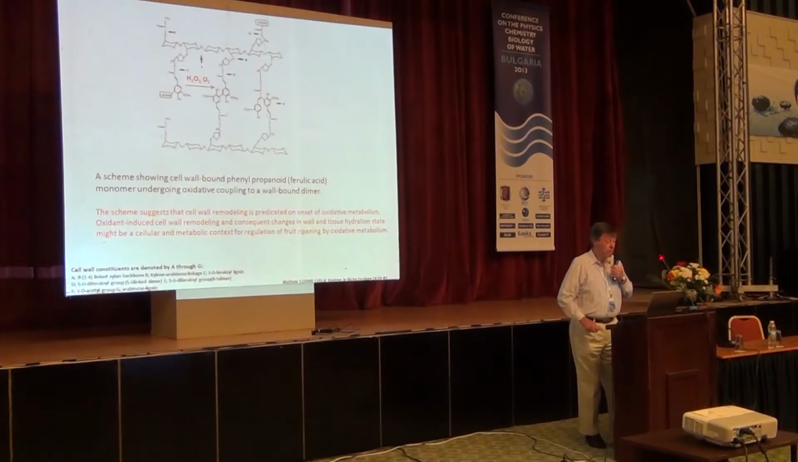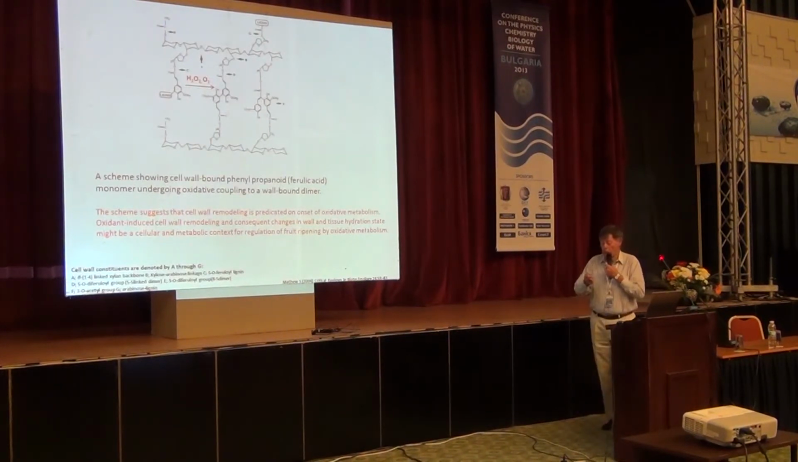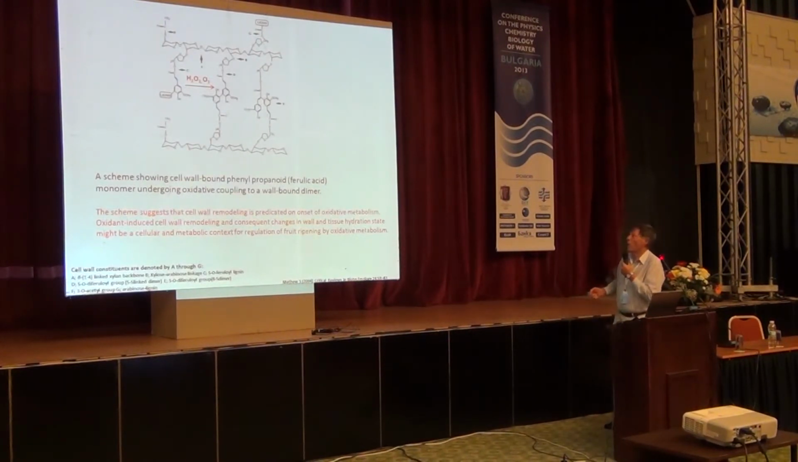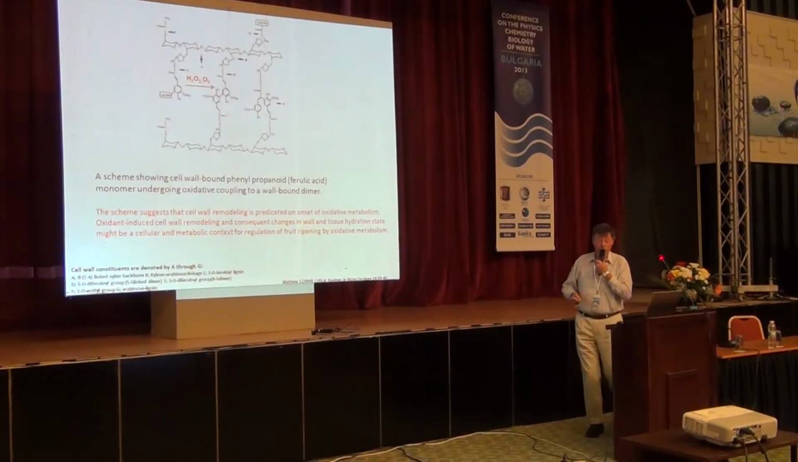Before we go any further, I want to show you one example of oxidative cross-linking of the cell wall. This is a wall-bound ferulic acid, and two units of ferulic acid when undergoing oxidative coupling will form a dimer, and that of course will tighten up the structure of the cell wall.